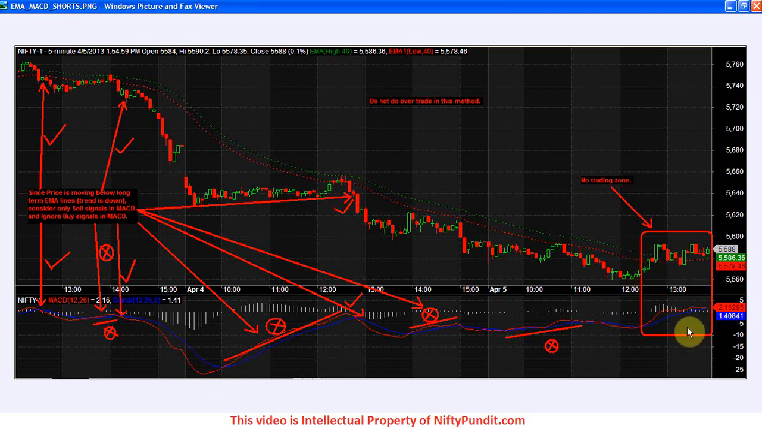And this is a no trading zone as per this MACD EMA combination system for intraday, because this is a price zone where the price is just above and below this 40 EMA band. So we are not going to trade in this zone.